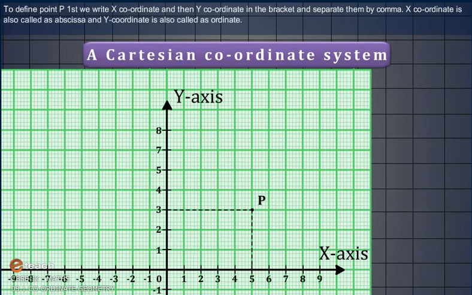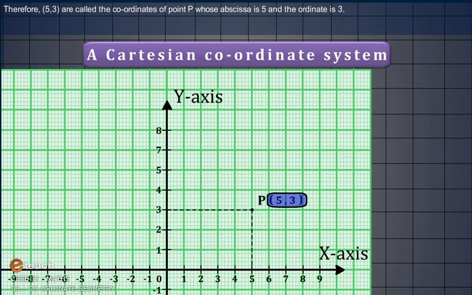To define point P, first we write the x-coordinate and then the y-coordinate in brackets and separate them by a comma. The x-coordinate is also called the abscissa and the y-coordinate is also called the ordinate. Therefore, 5, 3 are called the coordinates of point P, whose abscissa is 5 and ordinate is 3.